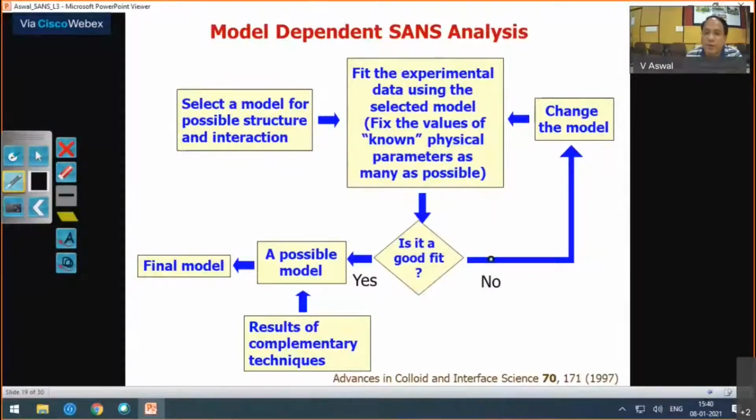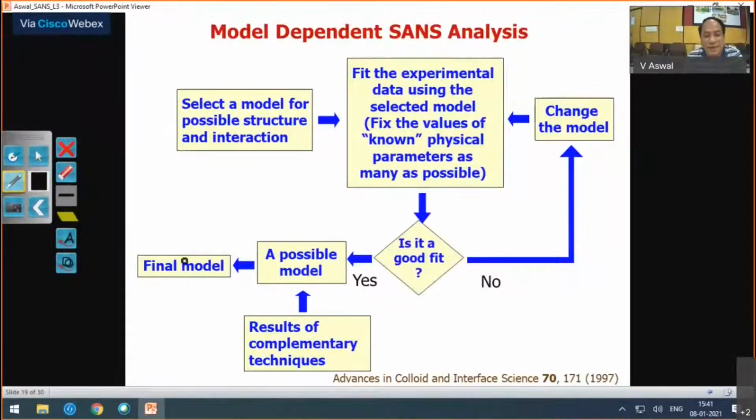Once you have this model structure and interaction, you see, is it a good fit? If not, you go back, change the model, and then again come here to see whether it is a good fit. And when it is a good fit, meaning your reduced chi-square is close to 1, then you can say, okay, it is a possible model. It cannot be the final model, only a possible model, because there can be several models which can minimize your reduced chi-square, but not necessarily the right model for your system.